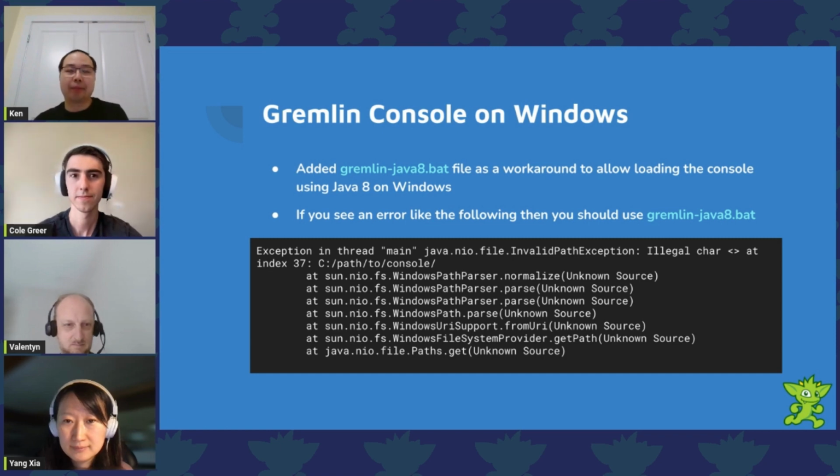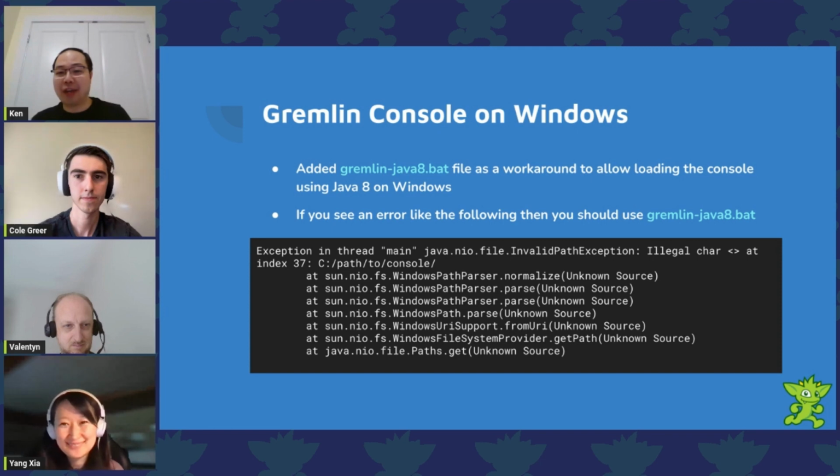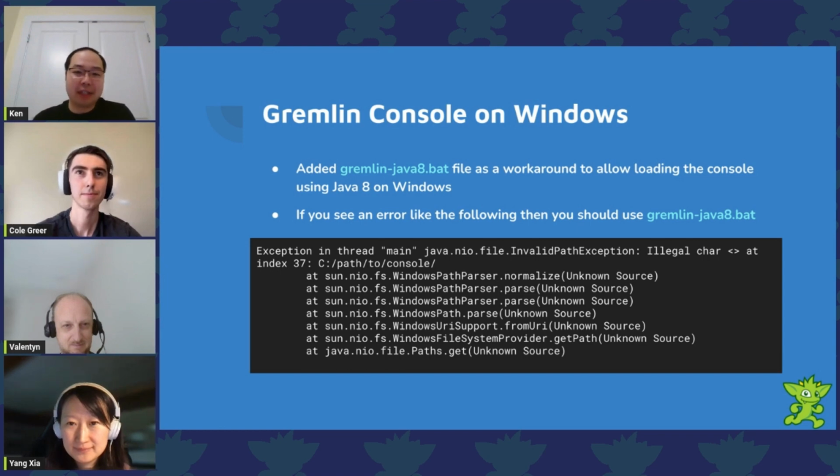I just want to make sure that users of other operating systems, so if you're on Linux, or if you're not on Java 8, you probably will never be affected by this. And if you are on Windows and use Java 8, the telltale sign that you're getting this problem is that you're going to see something like invalid path exception, and you'll see some references to the Windows path parser in the stack trace. If you see that, then you go ahead and use this new gremlin-java8.bat, and that will work for you to launch the console.